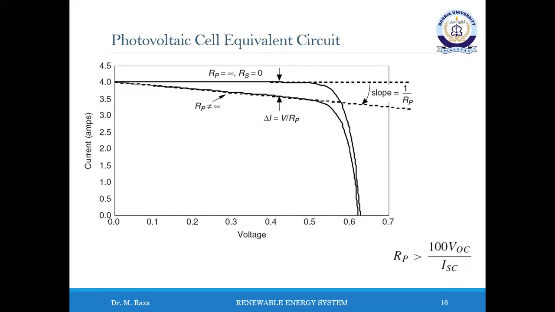For a cell to have losses of less than 1% due to its parallel resistance, Rp should be greater than about 100 times the open circuit voltage divided by the short circuit current. For a large cell, the short circuit current might be around 7 amperes and the open circuit voltage might be about 0.6 volts, which says its parallel resistance should be greater than about 9 ohms.